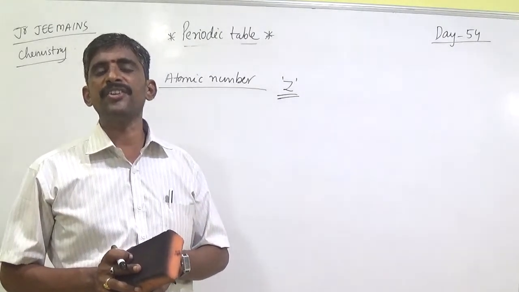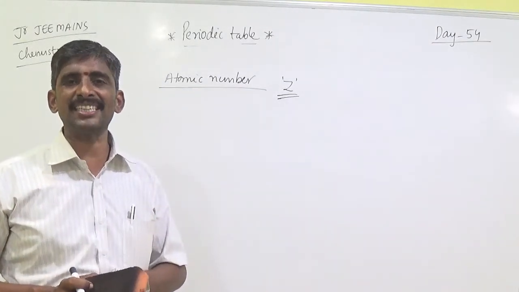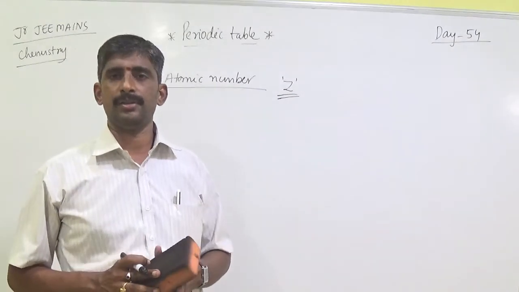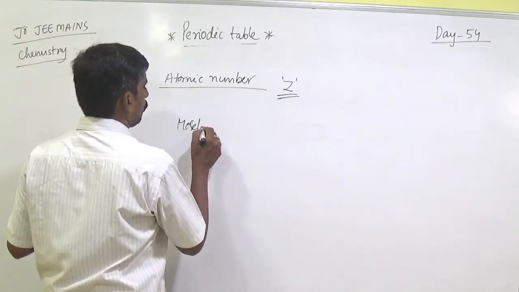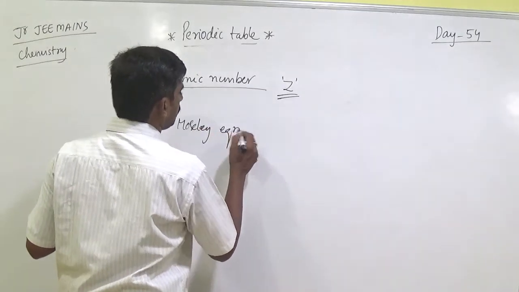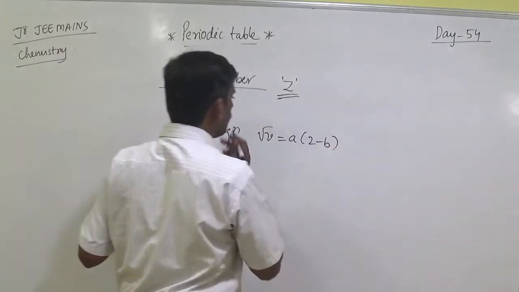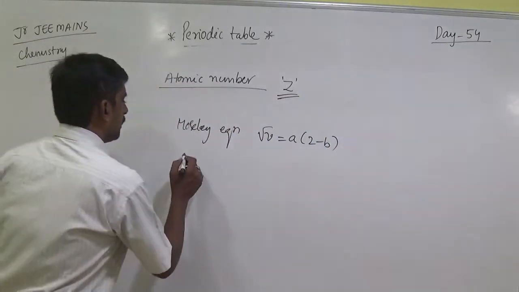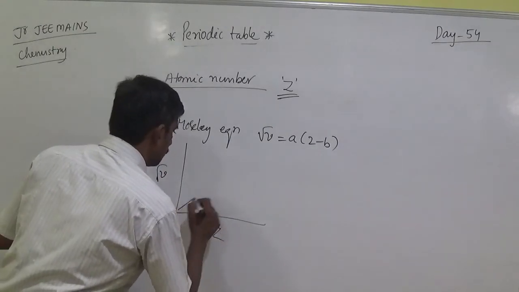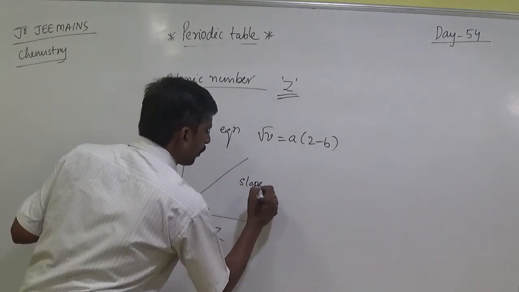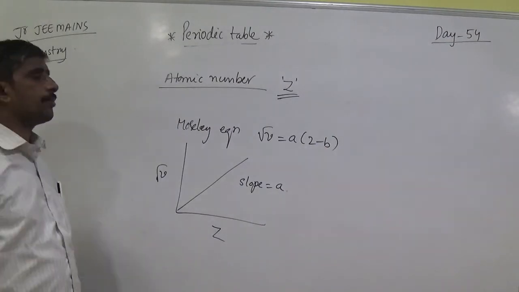Moseley proposed the equation by using the frequency of characteristic X-rays of an element. Simply, the Moseley equation: root of nu equals A into Z minus B. That is the Moseley equation. Here, root of nu is plotted against Z, and the slope equals A. Z is the atomic number.